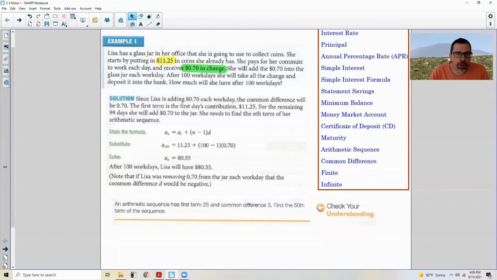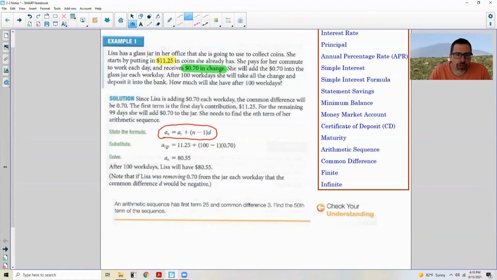And so I'm just going to go over this quickly. It's a review from Algebra 1, as I said. So since Lisa's adding 70 cents each workday, the common difference is 70 cents. First term is $11.25. Remaining days, 70 cents will be added. She needs to find the nth term. So an arithmetic sequence is a sub n, n being the number of terms in the sequence, equals a sub 1, which is the first term, plus the number of terms minus 1 times the common difference.